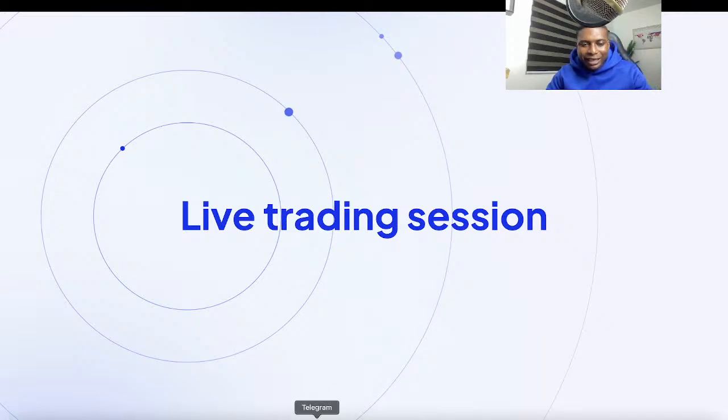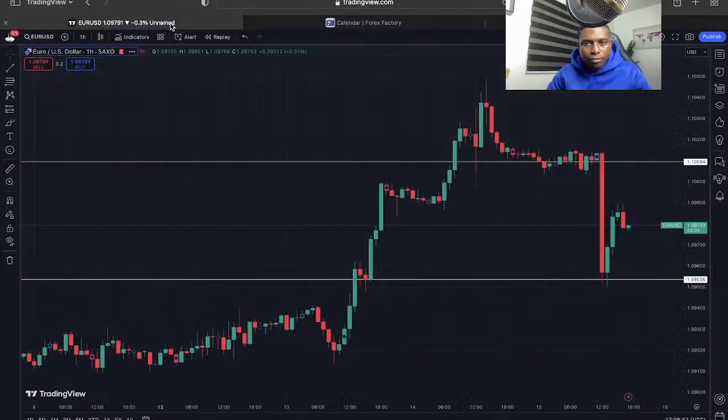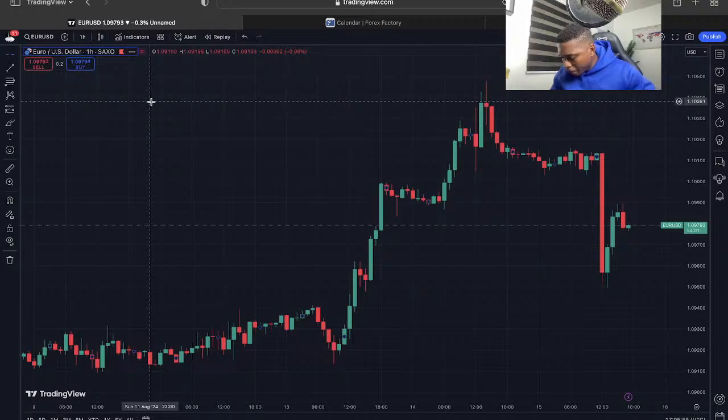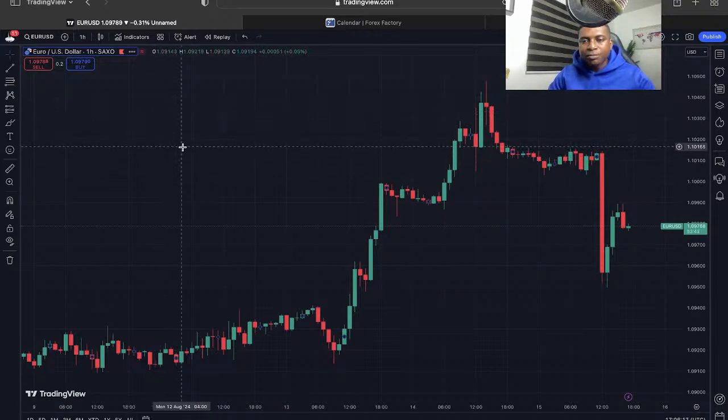So let's get to our trade. Good, so here we are. I'm starting out with EUR/USD. If you have any currency in mind you want us to analyze, please drop it in the comment section, and I will look into it as time goes by. So the first thing we are looking at here is EUR/USD, and there are a few things I look at when analyzing the market.